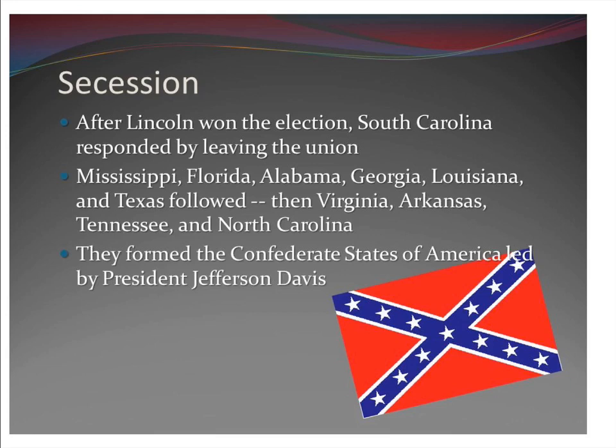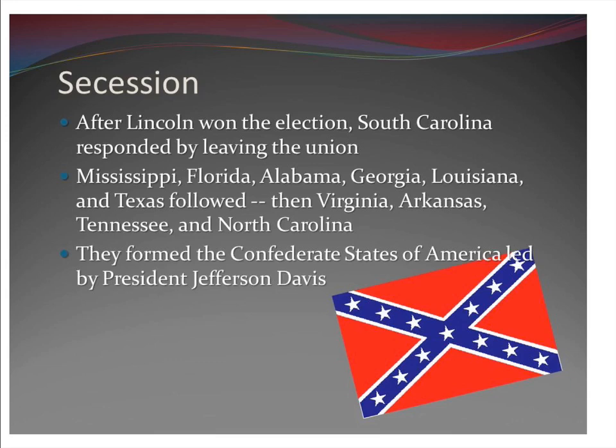After Lincoln wins the election, of course, as I said, South Carolina leaves. It's followed by Mississippi, Florida, Alabama, Georgia, Louisiana, and Texas. And then, after that, the states in the northern part of the South, not the Deep South, those were the Deep South states, they went first. The states in the northern part of the South also leave: Virginia, Arkansas, Tennessee, and the last of them to go is North Carolina.